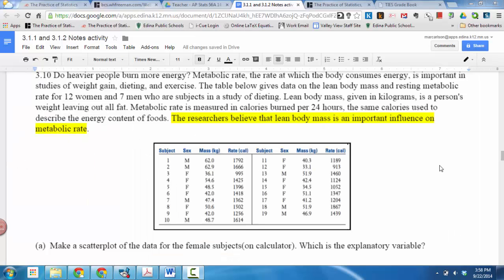Alright, so the next thing, first of all, let's just talk about the explanatory variable. The reason why the explanatory variable is lean body mass is because of this statement right here. The researchers believe that lean body mass is an important influence over metabolic rate. So since it's influencing metabolic rate, or at least they think it is, that would be our explanatory variable.